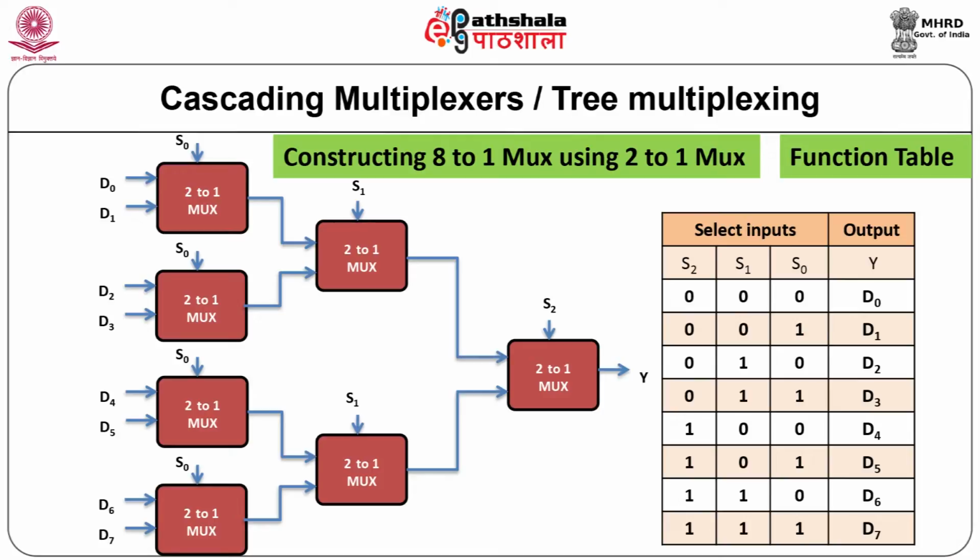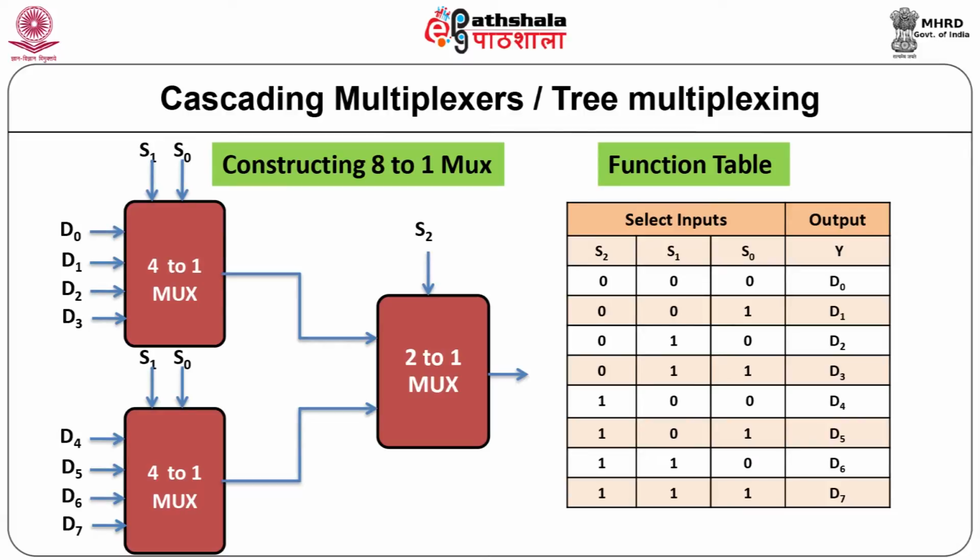Look at the second level multiplexer. The select lines connected over here are S1, whereas the last multiplexer level contains S2. When S2 is 0, one of the upper 4 inputs will be allowed to transfer to the output, and when S2 is 1, it transfers the lower 4-to-1 multiplexer output to the final 8-to-1 multiplexer output. This is the way we can construct an 8-to-1 multiplexer.